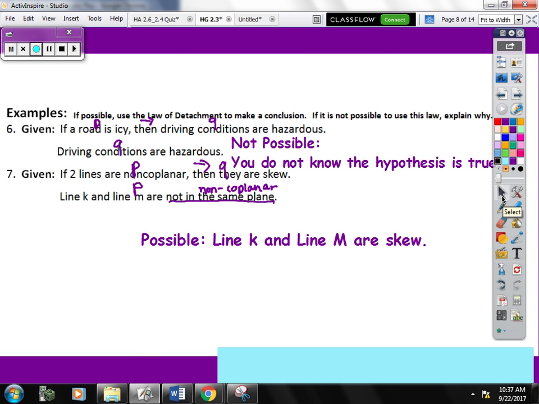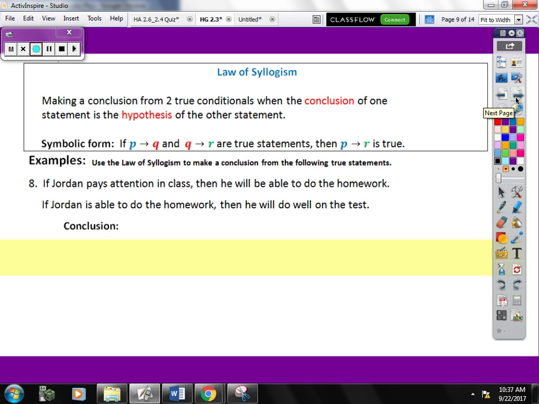All right, now on the back we're going to look at the law of syllogism, which is really hard and weird to say, but the law of syllogism is going to take two conditional statements and allow you to link them. So if you have one statement that is if P, then Q, and your second statement is if Q, then R, see how the link, they're the same? The conclusion of one is the hypothesis of the other. So you're able to link statement P directly to R, kind of taking out that Q.